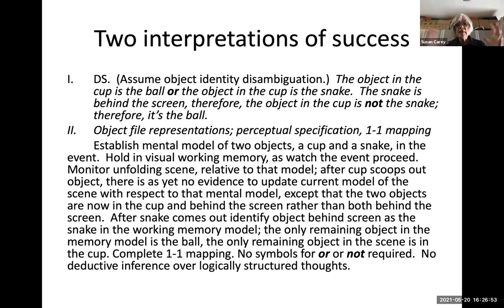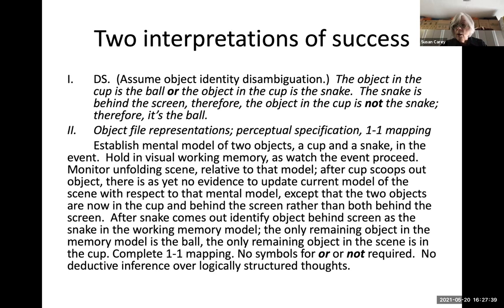When the screen comes up, you hold this in visual memory, and you just watch as the event proceeds. You're just perceiving the event. You monitor the unfolding scene relative to the model, because you know what's in the scene, the cup and the ball. And it's represented visually in visual working memory. After the cup scoops out the object, there is as yet no evidence to update the current model, except that the two objects are now in the cup and behind the screen rather than both behind the screen. So you're just looking at what's happening.